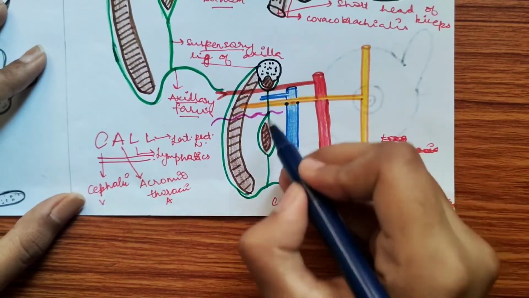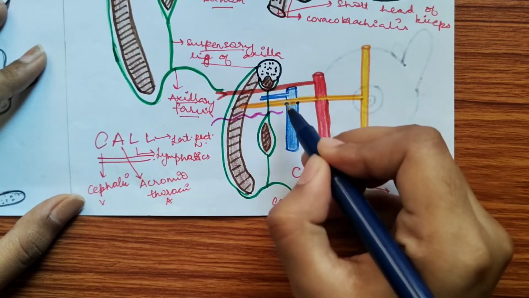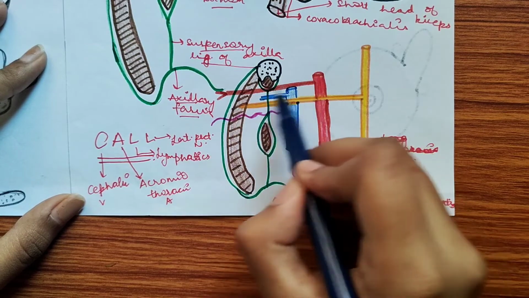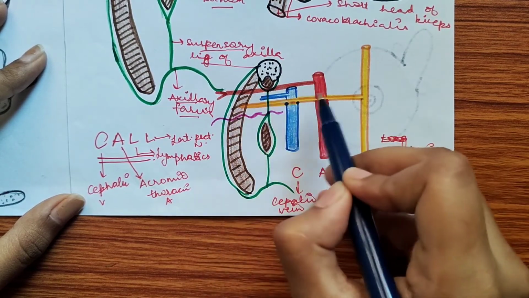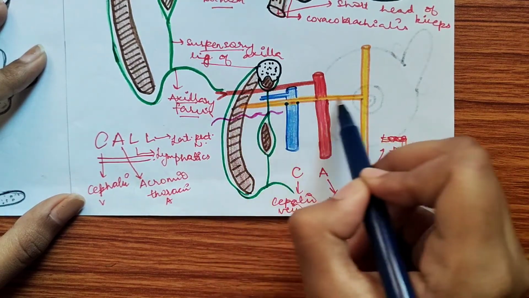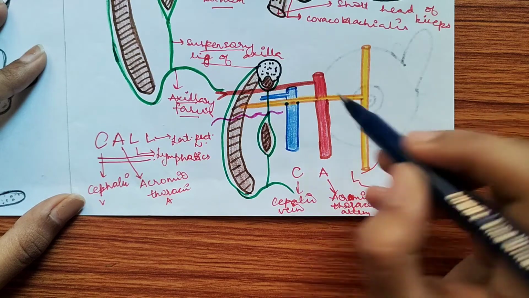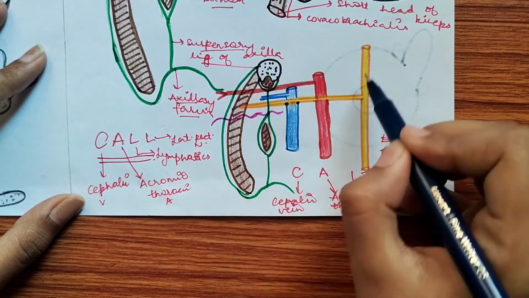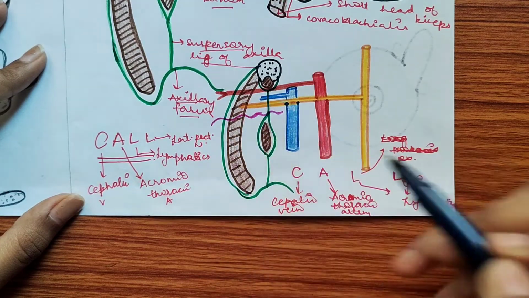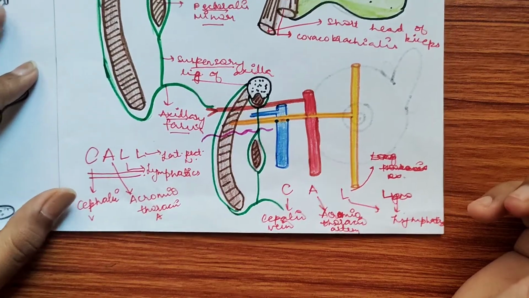As you can see, this is the cephalic vein, this is the axillary vein. The cephalic vein is a branch of the axillary vein. This is the acromiothoracic artery, which is a branch of the axillary artery. This here is the lateral pectoral nerve, which is a branch of the lateral cord of the brachial plexus. So this is the lateral pectoral nerve and this is the lateral cord of the brachial plexus. And here you can see the lymphatics. So that's it about the clavipectoral fascia. Thank you.